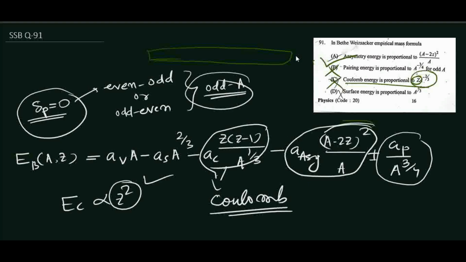Now let's see option D. It is given that surface energy is proportional to A to the power 1 by 3. Let's see the surface energy here. The surface energy is proportional to A to the power 2 by 3, not 1 by 3. So that's why option D is also incorrect.